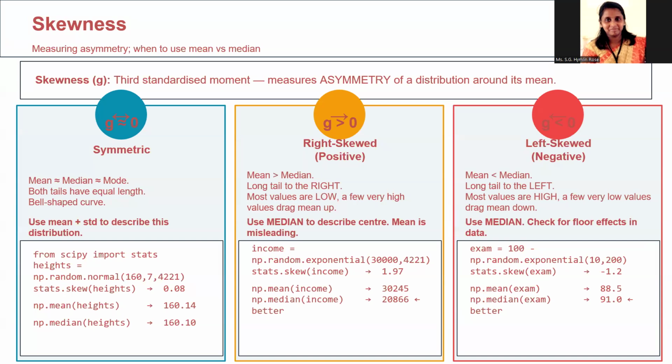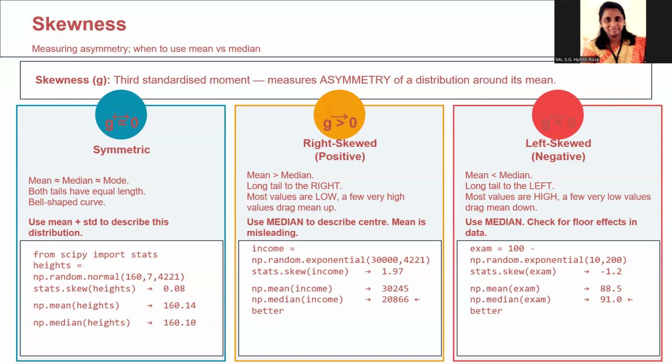In the symmetric distribution, when skewness is approximately 0, the distribution is symmetric around its center. Both tails are of equal length. It is a bell-shaped curve, so mean equals median equals mode in this case. This is the Python script to calculate this skewness: stats.skew of heights for the given data set. I have already explained this in the previous example. So 0.08 is given.